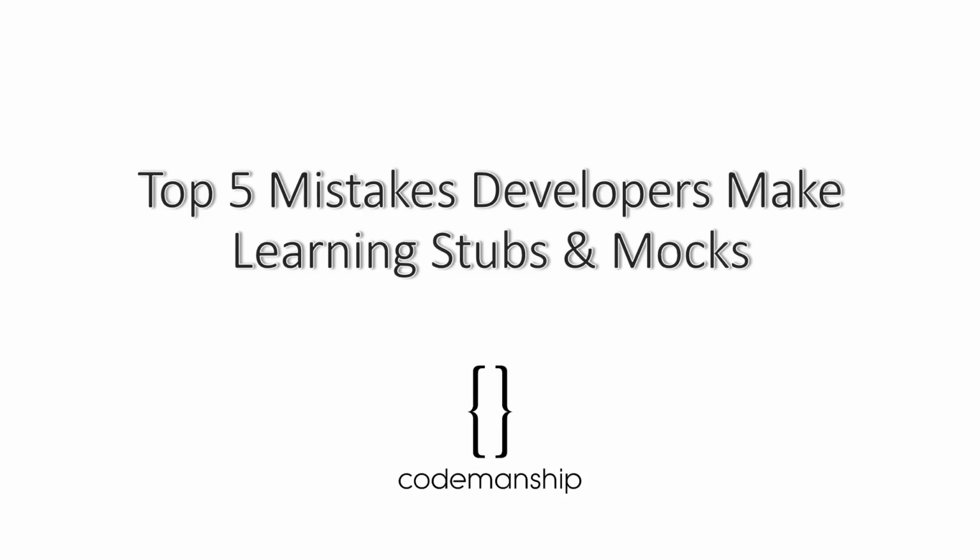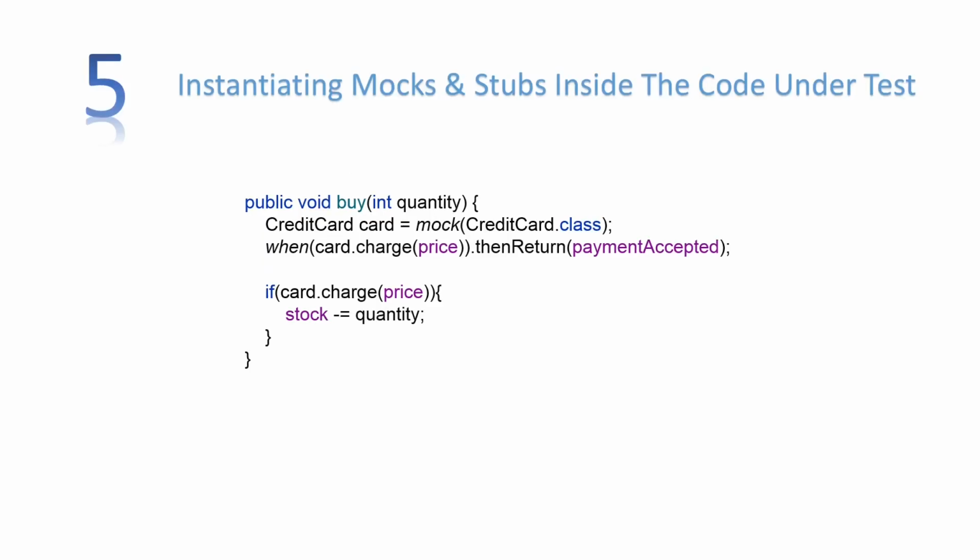So I train and coach developers in unit testing and test-driven development, and naturally the subject of stubbing and mocking comes up. And so I work with a lot of developers who are new to using stubs and mocks. And this is my list of the top 5 most common mistakes I see developers making when they're starting out with stubbing and mocking. At number 5, instantiating mocks and stubs inside the code under test.